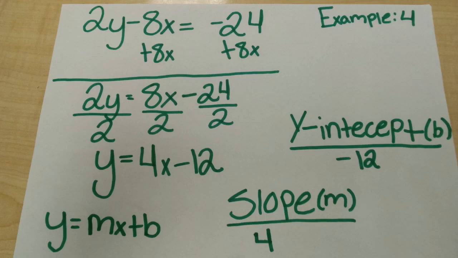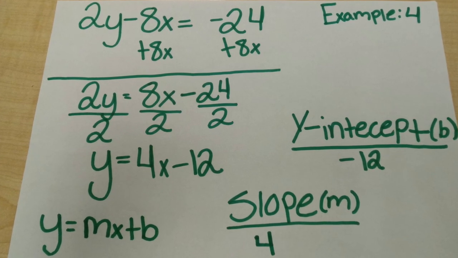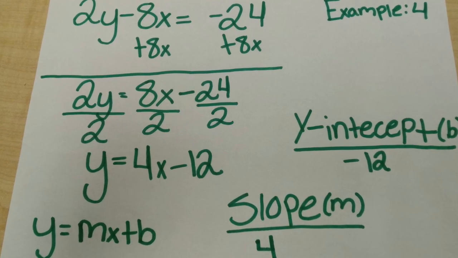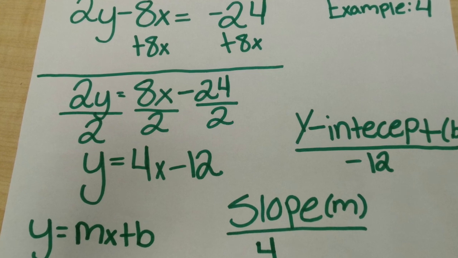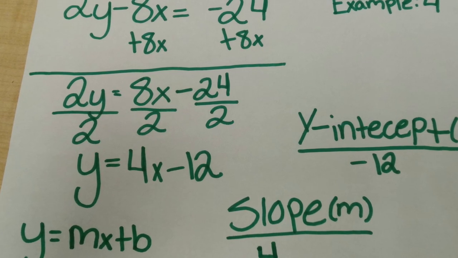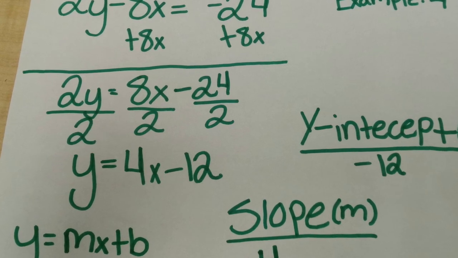To find the slope-intercept form in the fourth example, you first have to get 2y by itself, so you add 8x on both sides. Then the equation changes to 2y equals 8x plus negative 24. You then divide 2 with everything on both sides, so the equation is now y equals 4x minus 12. The equation is now in slope-intercept form, so the slope is 4 and the y-intercept is negative 12.